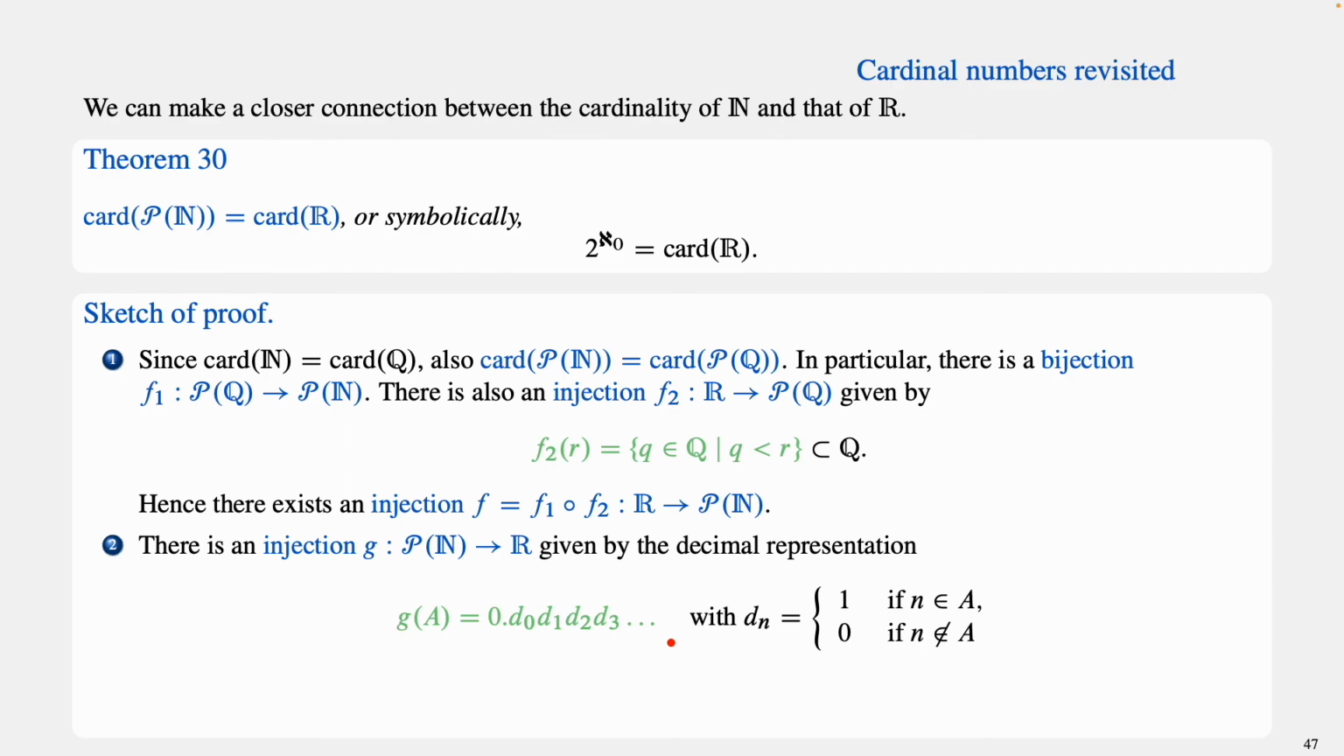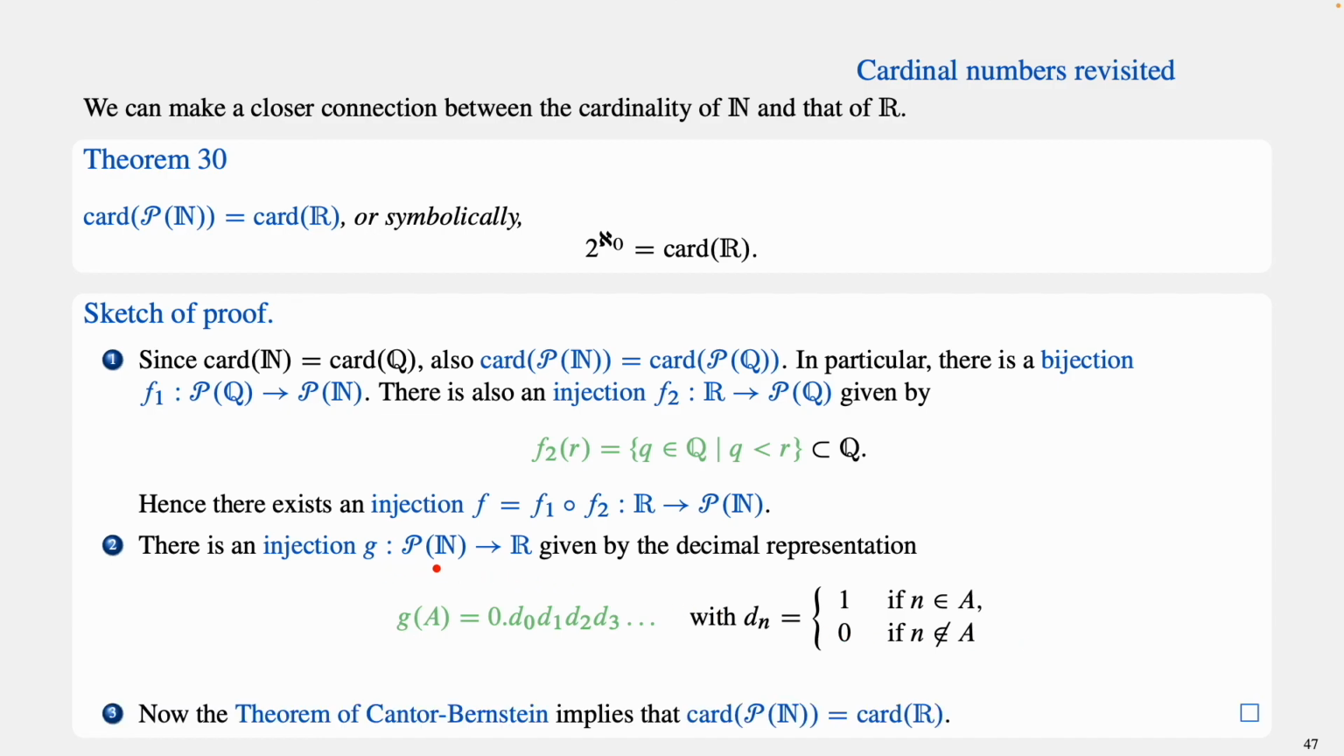And it's easy to convince yourself that for distinct sets, you get distinct real numbers, because at some digit the two have to differ, because there will be some number that is contained in one subset but not in the other if they're distinct. And so in the corresponding nth digit, they will have a different value. And so we get two distinct real numbers, which makes this g injective as well. And now we have two injections, one in each direction. And so the Cantor-Bernstein theorem tells us that a bijection between the two sets, the power set of N and the real numbers, exists, which means that their cardinalities are equal. And that concludes the proof.